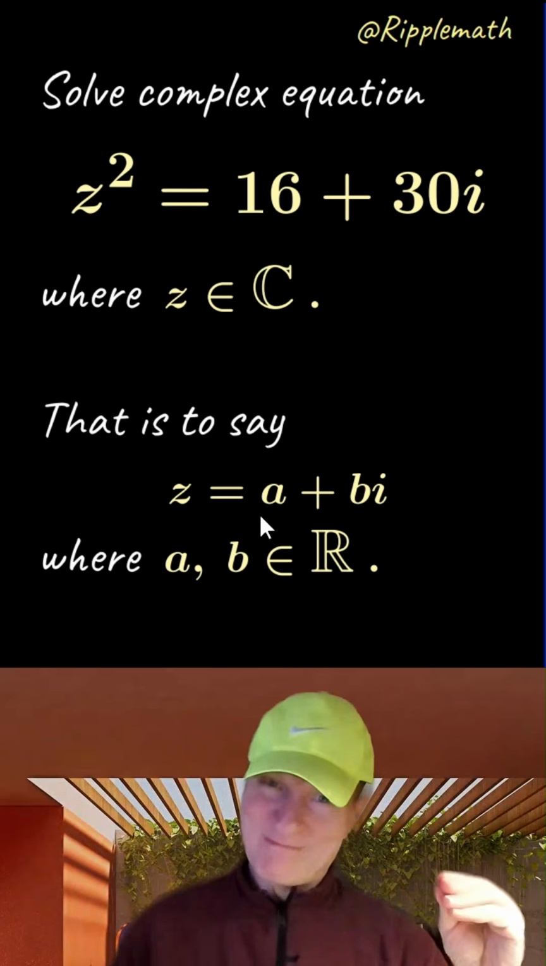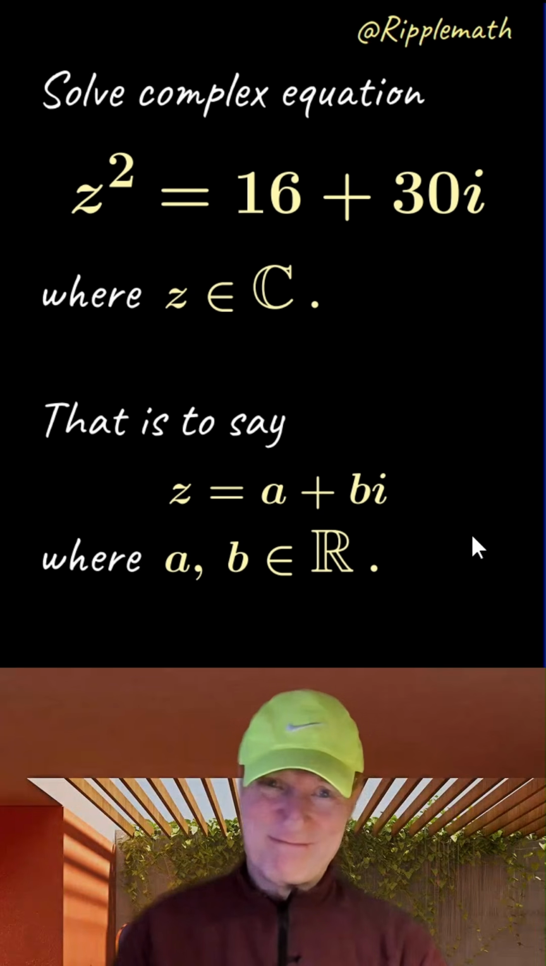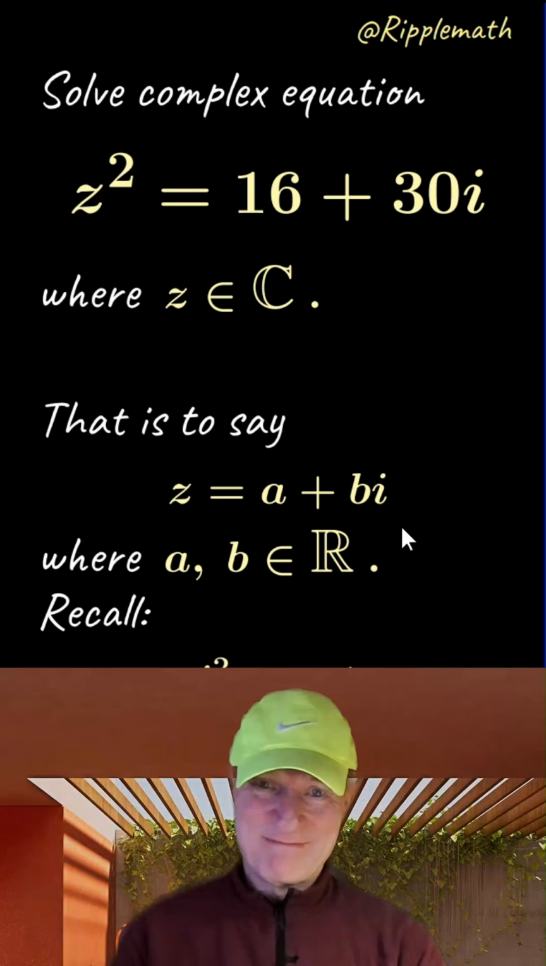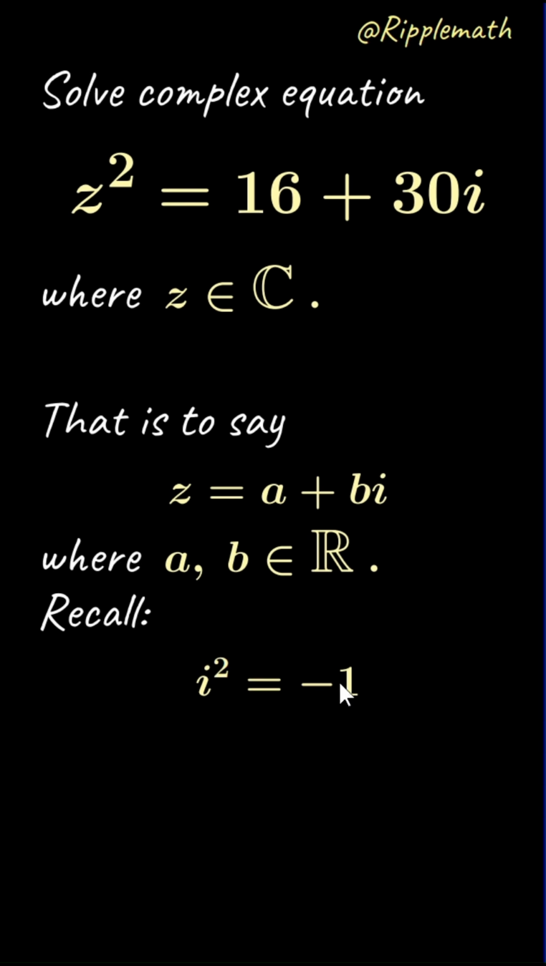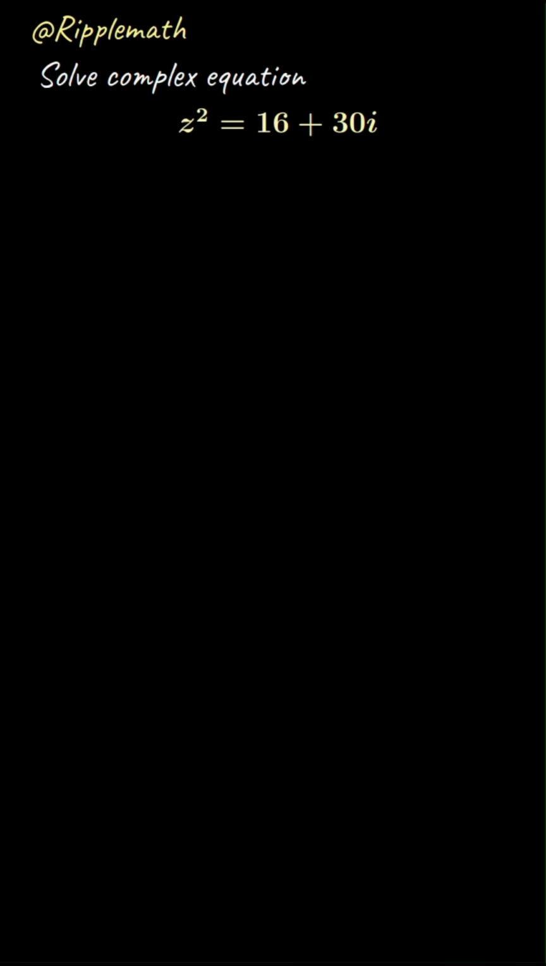So we're going to use the Cartesian format, a plus bi, for the format of z, where a and b are real numbers. And i squared is equal to minus 1, so wherever you see i squared, we're going to replace it with minus 1. So let's go. We're going to solve the equation z squared equals 16 plus 30i.